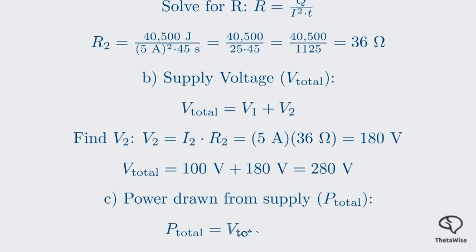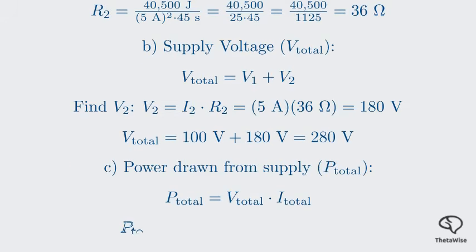Finally, for part C, the total power drawn from the supply. We can use P equals V times I. The total power is the total voltage of 280 volts times the total current of 5 amperes, giving us 1400 watts. We've successfully used a variety of formulas to solve this series circuit problem. Now let's move on to our second method of connecting resistors.